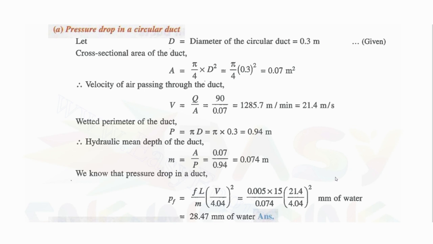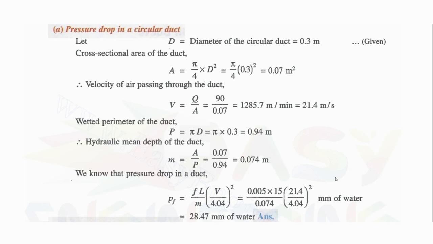We know that the pressure drop in a duct is given by the formula Pf equals f l upon m multiplied by (V upon 4.04) whole square. This formula is taken because we want to calculate in terms of mm of water. So put in the values. After putting in all the values, we get Pf equals 28.47 mm of water.